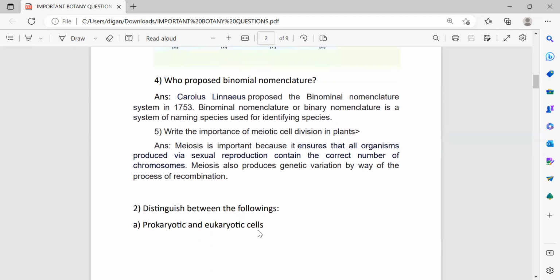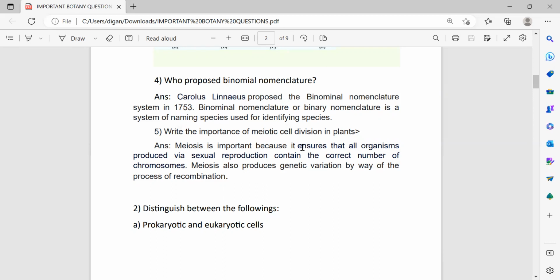Who proposed binomial nomenclature? Carolus Linnaeus, the famous scientist, proposed the binomial nomenclature in 1753. Binomial nomenclature, another name is binary nomenclature, and it is a system of naming species used for identifying species.